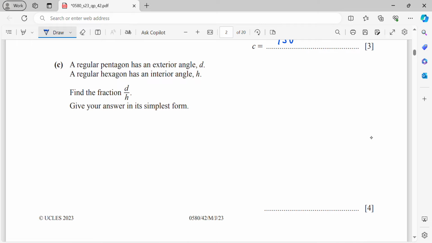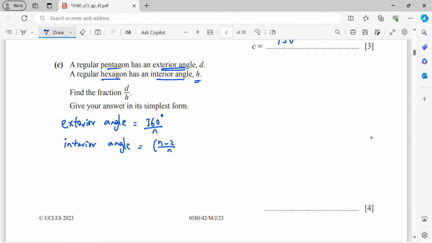Now part c: a regular pentagon has exterior angle D. A regular hexagon has interior angle H. Okay, now for your information, the formula for the exterior angle is 360 degrees divided by n. That is the formula. Then the interior angle is n minus 2 over n times 180 degrees.